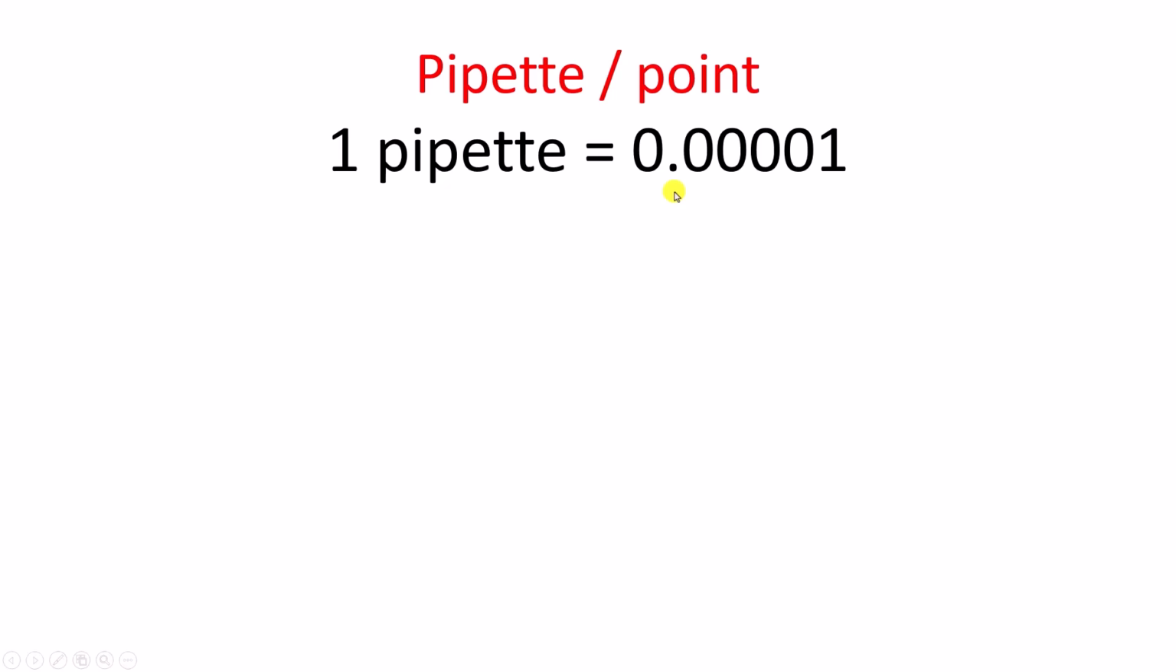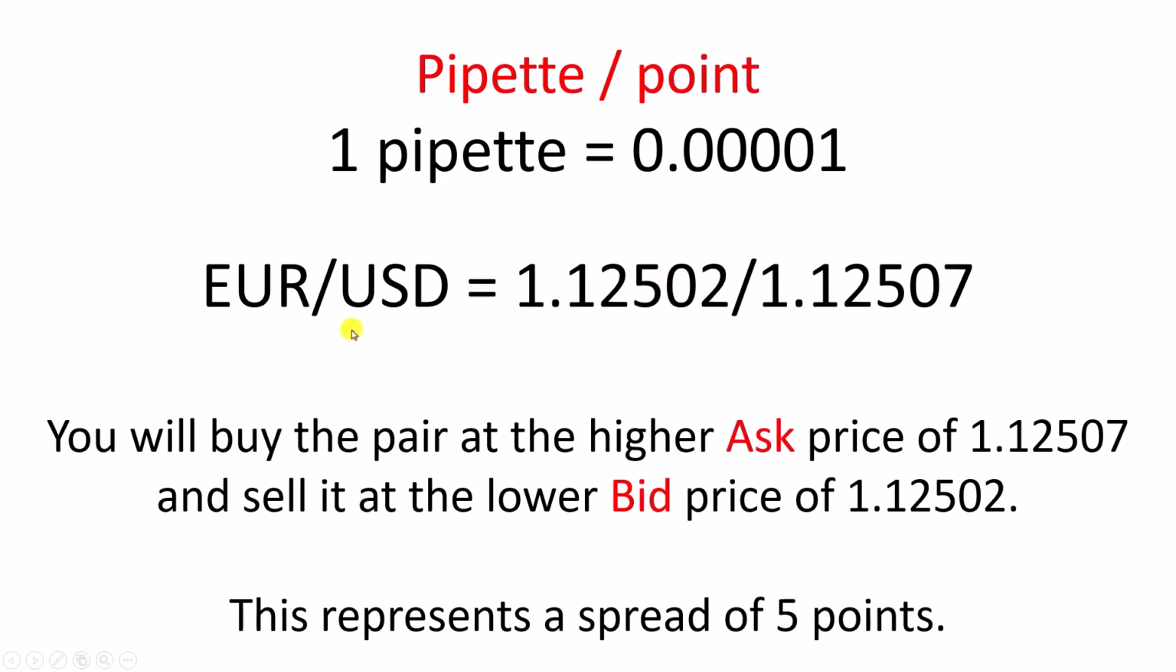Now in the previous video I had explained the meaning of this, correct? This was the ask price, this was the bid price. The difference between ask price and bid price is called the spread, and the spread here is in terms of pipettes or points.